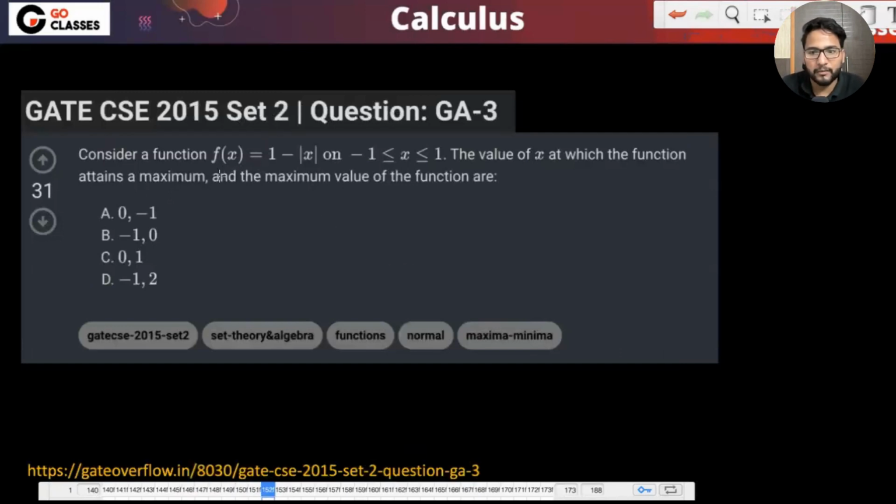They have asked this particular question: f(x) equal to 1 minus mod x. Then the values of x at which the function attains the maximum and the minimum values are, and the maximum value of the function. So at which point is the function attaining the maximum? Let's just do this.